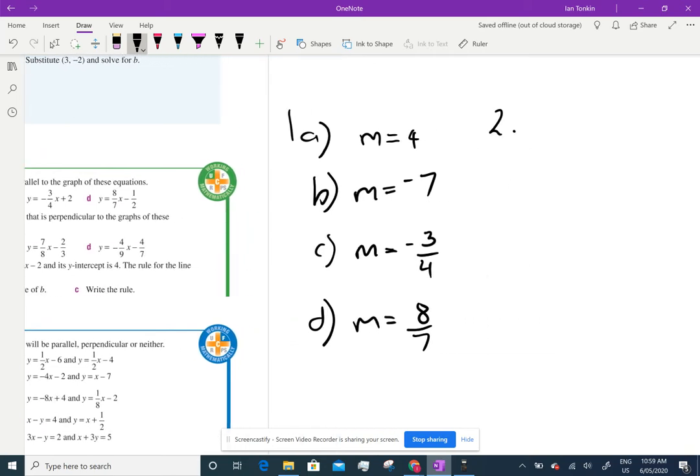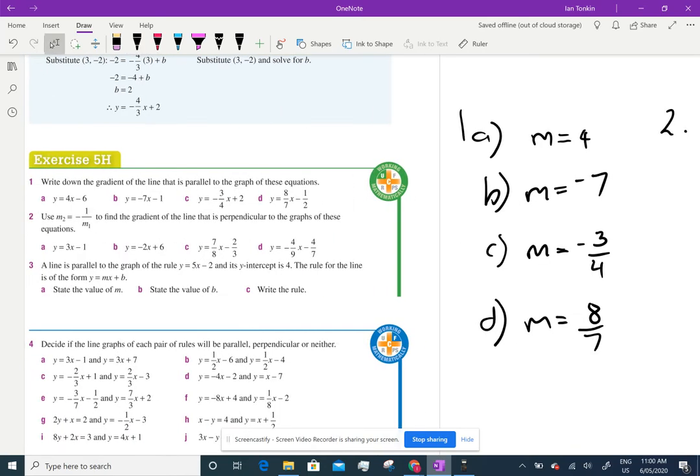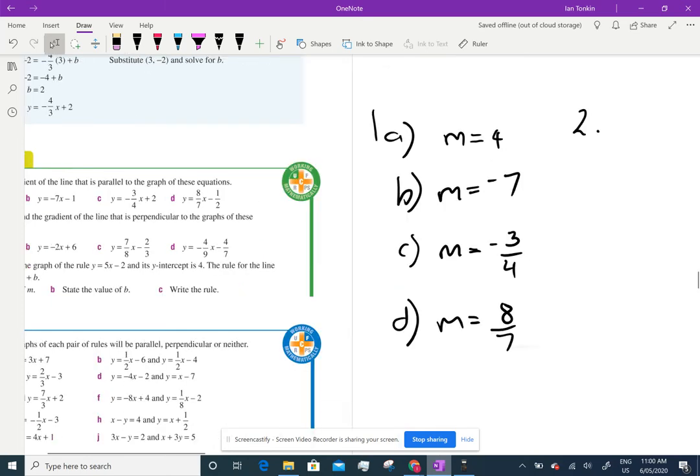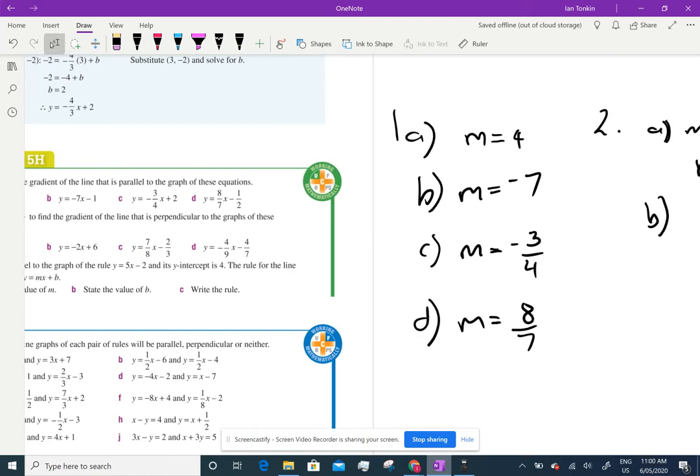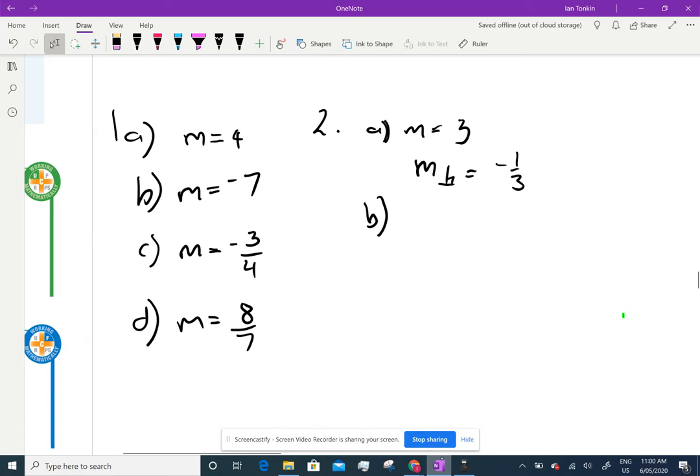Let's have a look at 2 though. In 2, we've got to find the gradient of the line that is perpendicular. So in the first one, m equals 3, so m of the perpendicular is negative a third. You have a go at the next one. See the gradient. Okay, so the gradient's negative 2. You need the perpendicular, so negative a half.